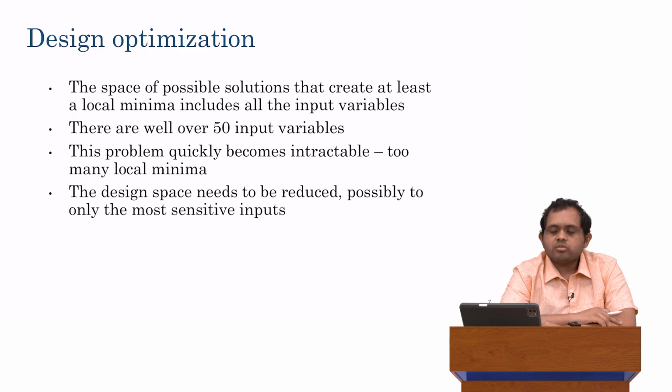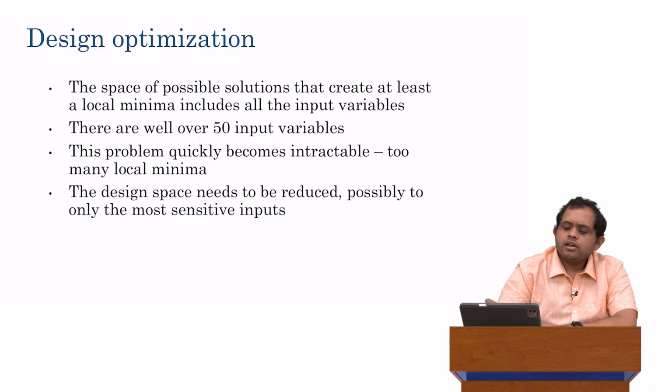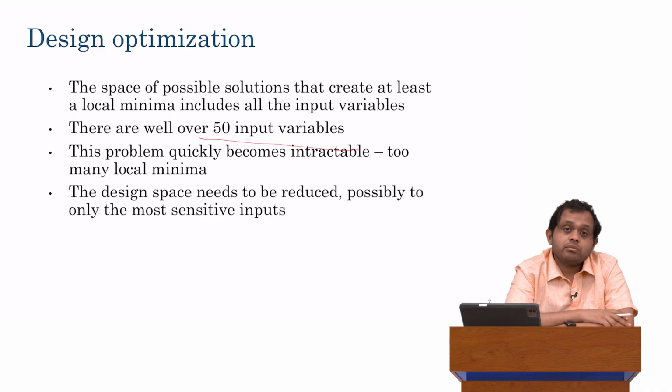The space of all possible solutions that create at least a local minima includes all the input variables. So if we had the choice to freely change all the variables, how many variables do we have in design? We actually have well over 50 input variables. So you have the choice of choosing a very, very large number of values across 50 different variables. Mathematically, this very quickly becomes intractable. The number of different combinations that you would have to look at would go into trillions. It would not be possible to actually do this. There are basically so many local minima that you would have a very hard time evaluating the global minima.